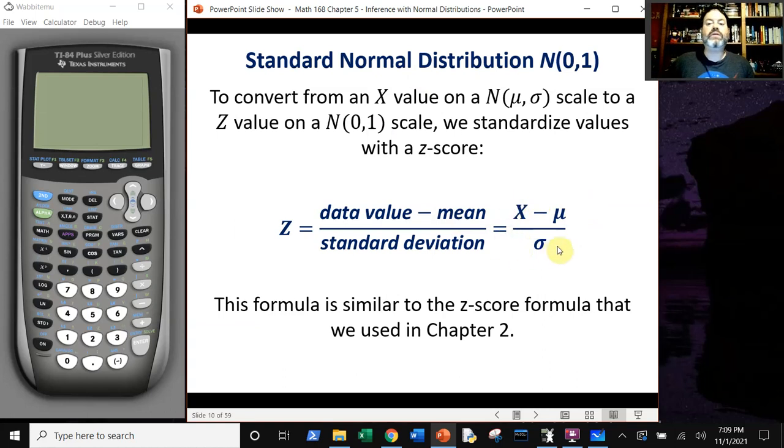So if you know the parameters, mu and sigma, you just plug them in. And of course x is just the data value, whatever it happens to be. But we're not looking at data sets in Chapter 5. Specifically, we're going to be doing hypothesis testing.